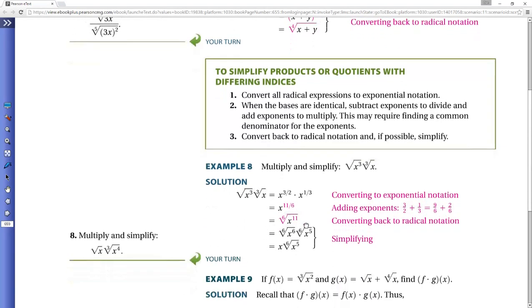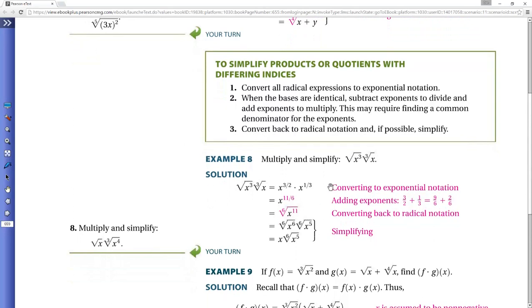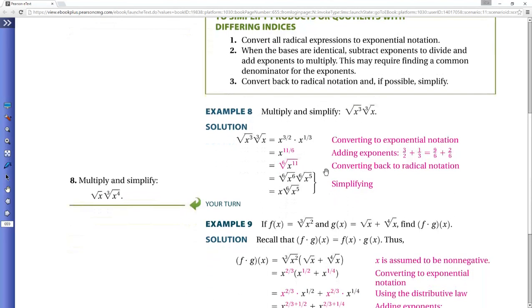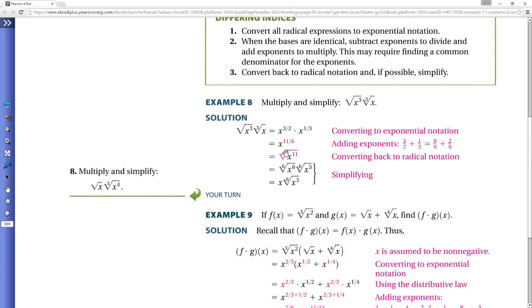Now, as far as these lessons go and stuff, follow the directions. They want us to convert back to radical notation. Make sure you do that. A lot of times you'll find out that in algebra it will be okay to leave things in their exponential form when you get to a point where you should be comfortable with fractional exponents.